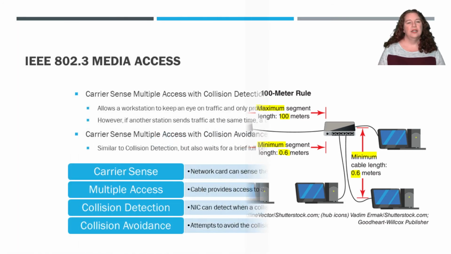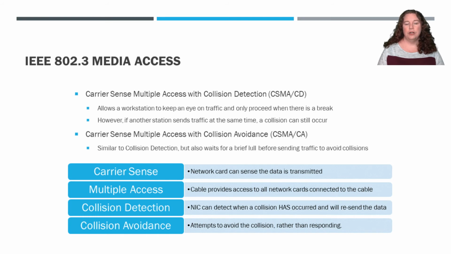So when we're talking about IEEE 802.3, we need to talk about how they access their media. How are they getting data into the cabling? This cabling is going to use what we call CSMA. CSMA stands for Carrier Sense Multiple Access. We also have the option of either having collision detection or collision avoidance. So let's break down each of these words and make sure we understand what they mean.